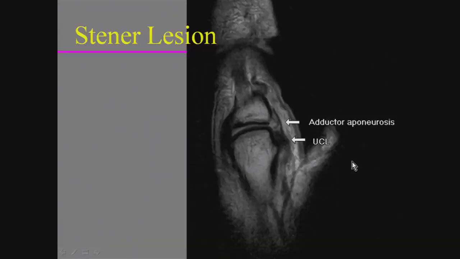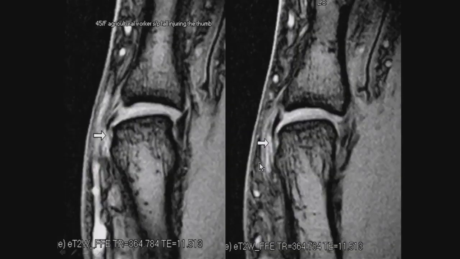Another patient on MR microscopy, coronal intermediate weighted image. Here's the adductor aponeurosis. That's the string. Here's the yo-yo, the balled up, torn ulnar collateral ligament that's flipped superficial to the adductor aponeurosis.